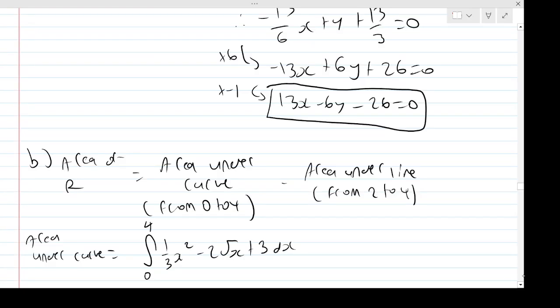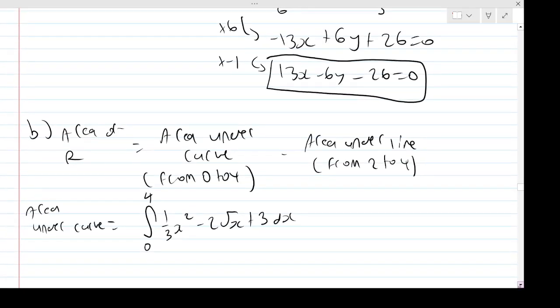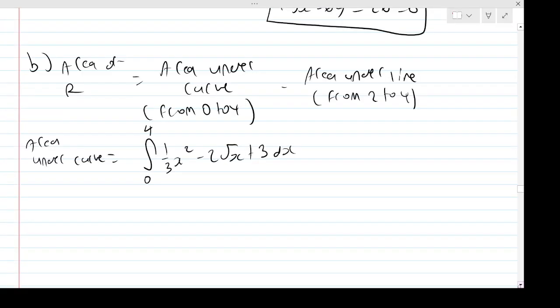dx. Well, if we're going to integrate, firstly, this root x is going to be a bit of a problem. I need to convert that to a power. So that's the same as the integral from 0 to 4 of a third x squared, take away 2x to a half, add 3 dx. Okay, cool. Now we can integrate everything.